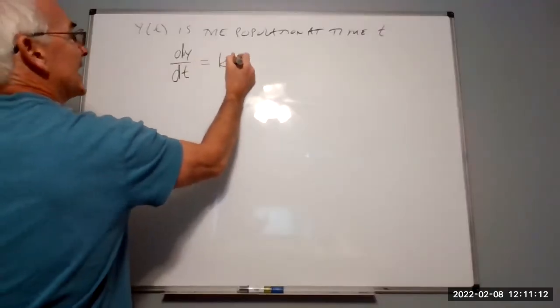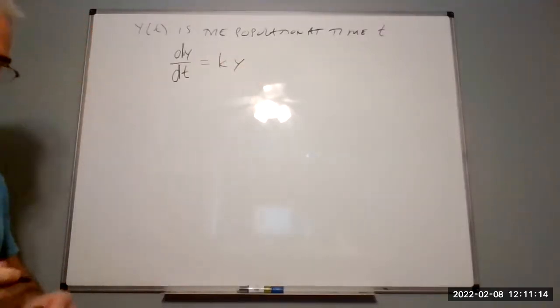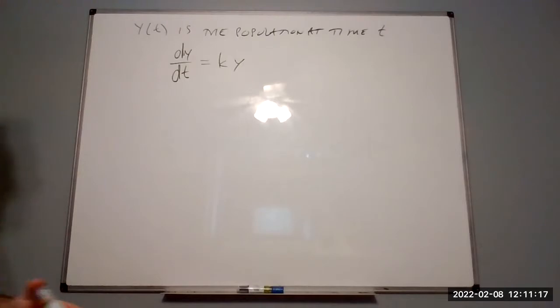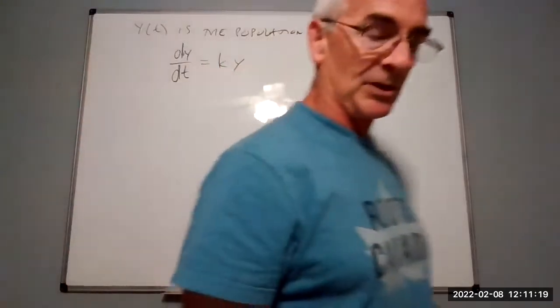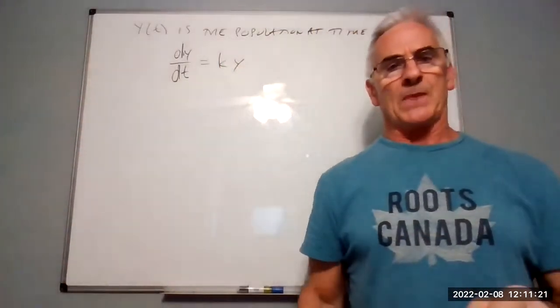dy/dt, that's a terrible d. dy/dt equals k times y, where k is a constant. This is the most common differential equation that exists. This is the one that describes population growth. So think of it this way.